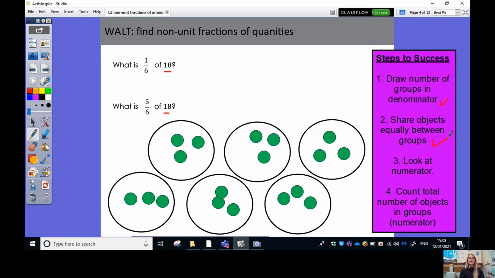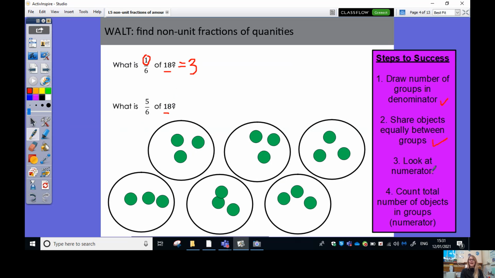Okay, the next thing I need to do is look at my numerator. So my numerator in my first one is 1. So I'm only looking for 1 group, and in 1 group there are how many? Yep, there are 3. So my answer is 3. 1/6 of 18 is equal to 3. Okay, so like we did on the last one, I don't need to do step 1 and 2 again because I've already shared 18 into 6 groups.